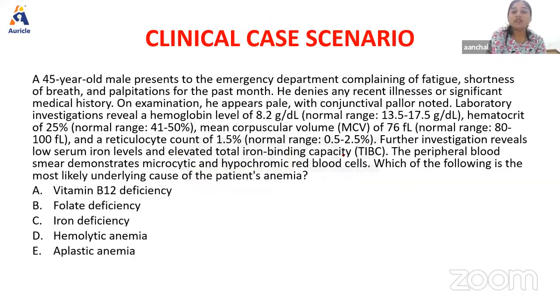So we have learned that further investigation reveals low serum iron levels and elevated total iron binding capacity, and the peripheral blood smear demonstrates microcytic and hypochromic red blood cells. So it is clearly indicating that a condition of anemia has arisen, and the low serum iron levels indicate iron deficiency. So the answer will be iron deficiency.